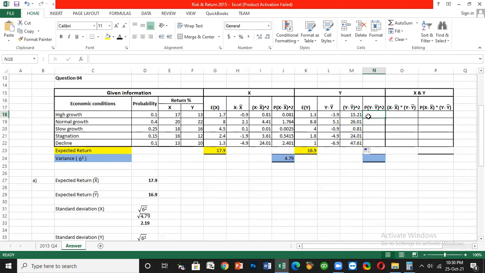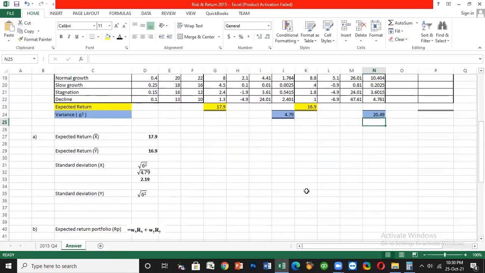Then we want to calculate probability multiplied by (y minus y bar) squared. Third step: equals probability multiplied by (y minus y bar) squared. Then enter. Then we can track. So this is the probability multiplied by (y minus y bar) squared. Then the sum of these values is called the variance of y. So variance of y is 20.49.